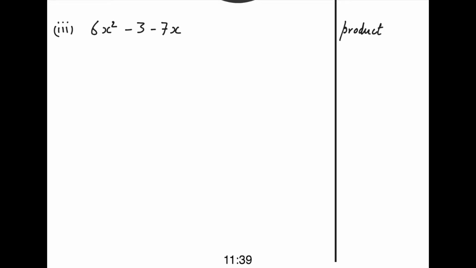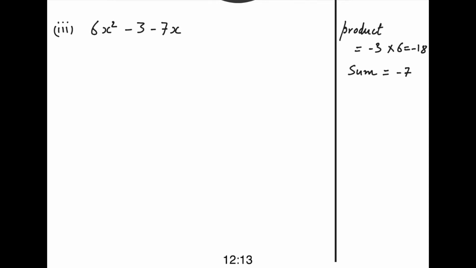Now if you look at this expression here, the middle term has moved towards the right. It's the coefficient of x. The x term is the middle term, but they have moved it towards the right. So we need to look at the product. The constant term is minus 3 and the coefficient of x square is 6. So the product should be equal to minus 18 and the sum of the numbers should be equal to the coefficient of the middle term, which is minus 7.